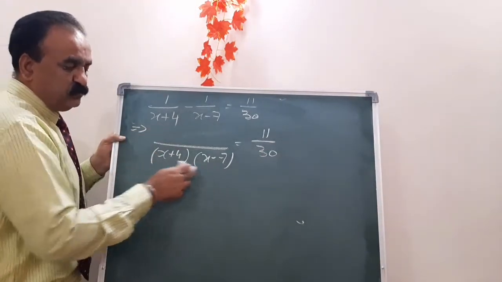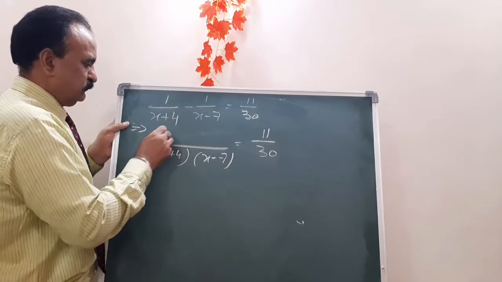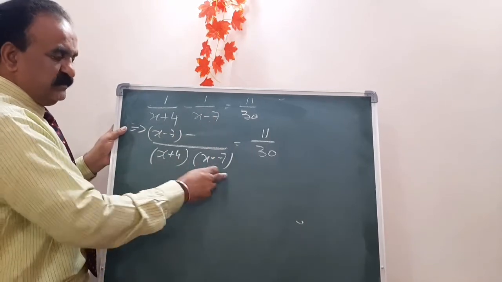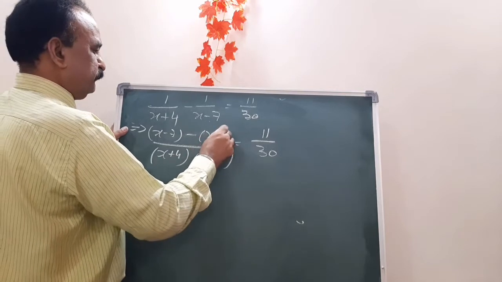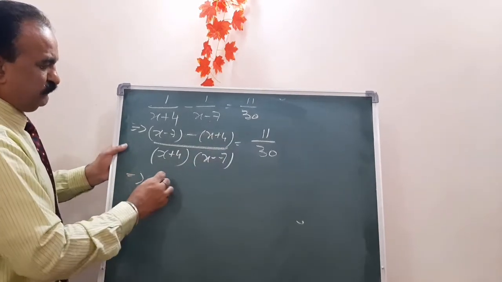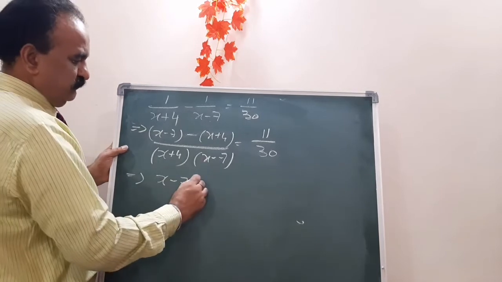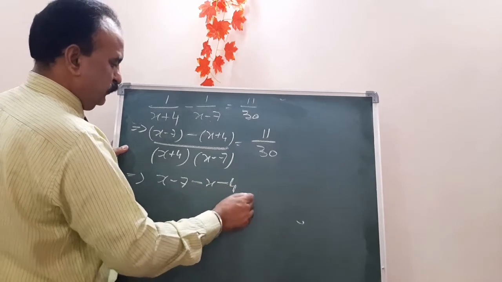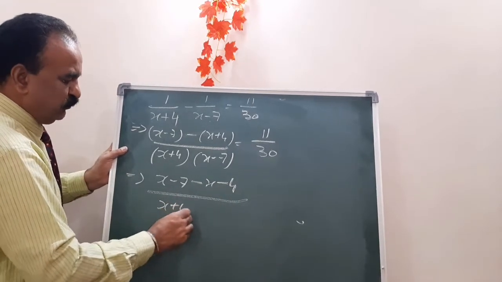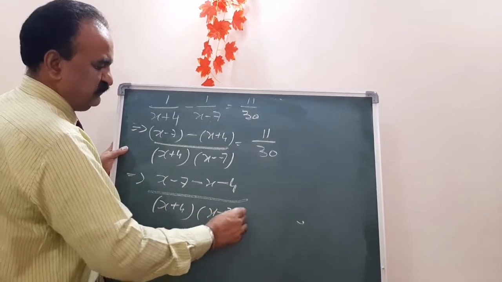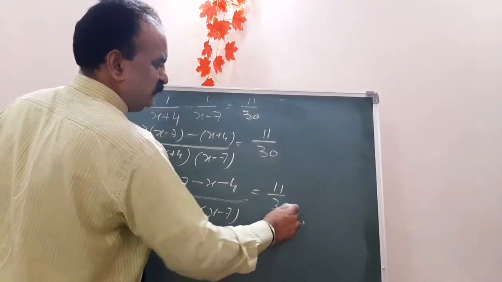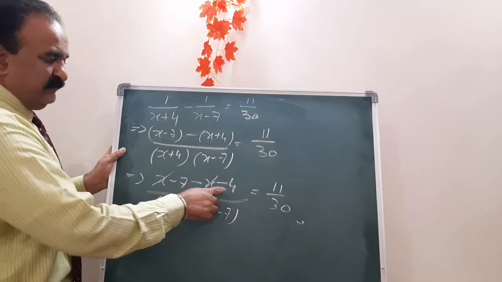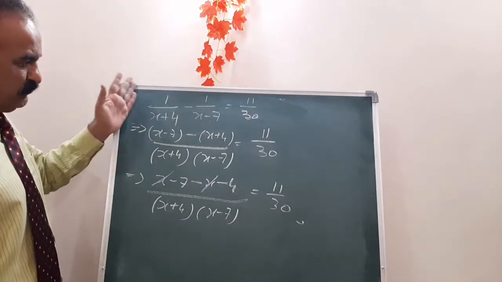When x plus 4 divides these two terms, you will get x minus 7. Minus into bracket, x minus 7 divides these two terms, you will get x plus 4. Now here, x minus 7. When you open the bracket, the sign will get changed to minus x minus 4 upon x plus 4 into x minus 7 is equal to 11 by 30. Clear? Now plus x and minus x get cancelled, and minus 7 minus 4 becomes minus 11. Now I am going to write here.